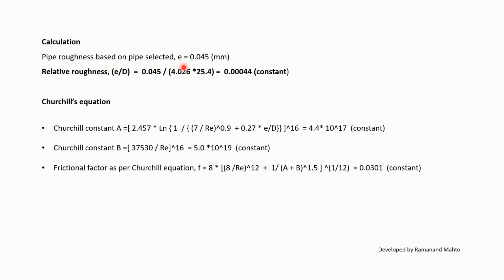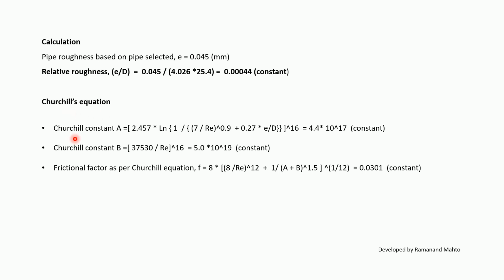Pipe roughness based on the pipe selected is 0.045 millimeter. Relative roughness small e upon capital D is equal to 0.045 upon 4.026 into 25.4, which is coming at 0.00044, which is constant.